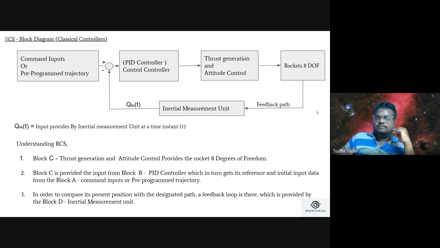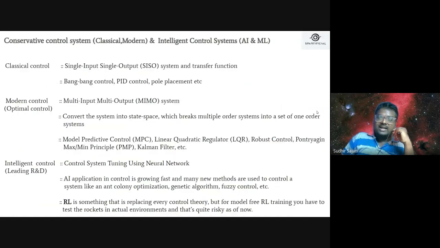But this approach is quite old. This is known as classical control. What about the latest approaches? The latest approaches are known as modern control and intelligent control. In modern control, which we sometimes call optimal control, the key player is model predictive control. This is one of the strategies, and it could also be powered or tuned by machine learning.